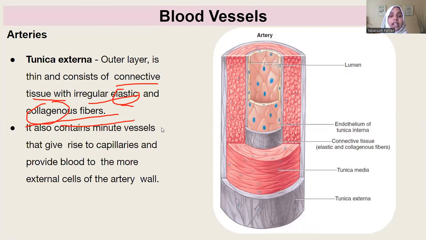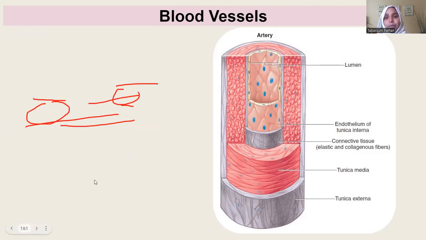Tunica externa also contains minute vessels that give rise to capillaries and provide blood to the more external cells of the artery wall. Even the artery walls require blood for their activities to be carried out, so they also have minute capillaries in them.